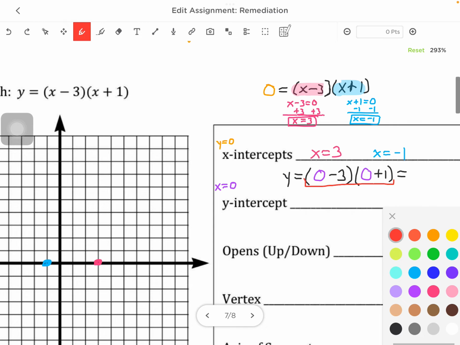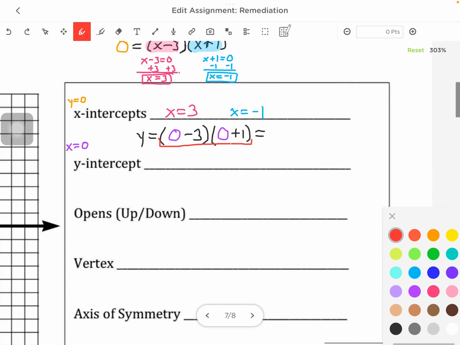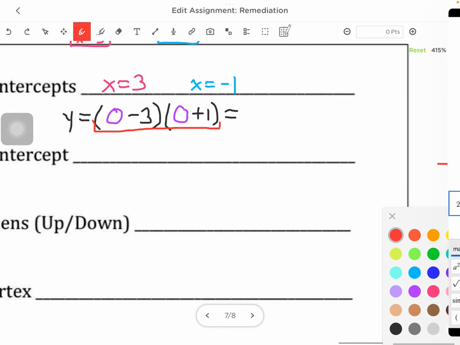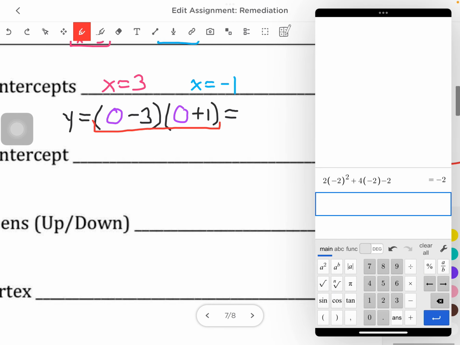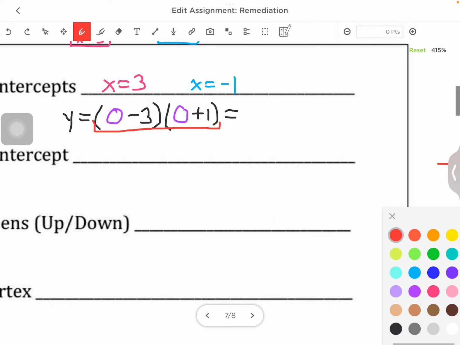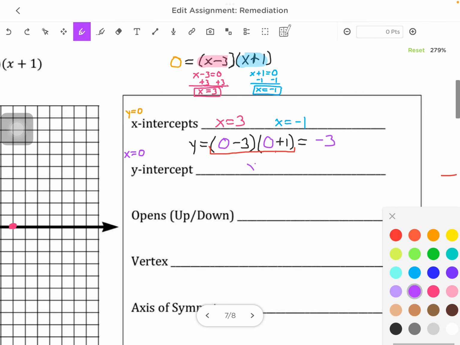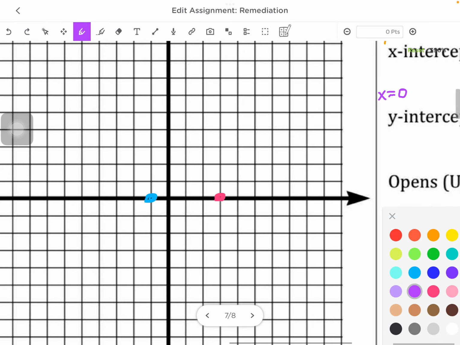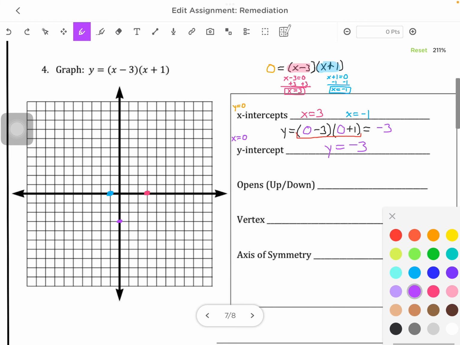And then we can evaluate this expression in the calculator. Okay, it looks like it's saying -3. So my y-intercept is at y equals -3, or it's the point (0, -3). Okay, so that point is graphed right there.